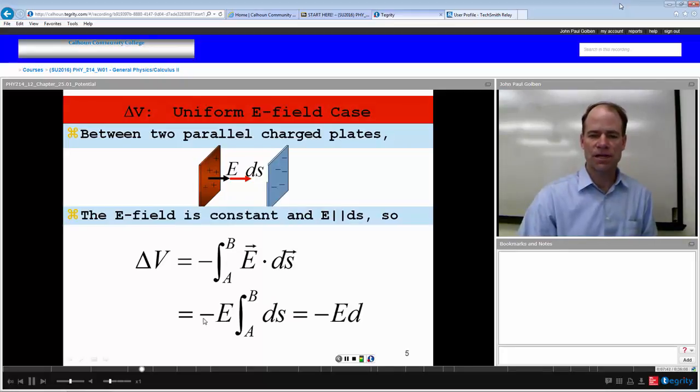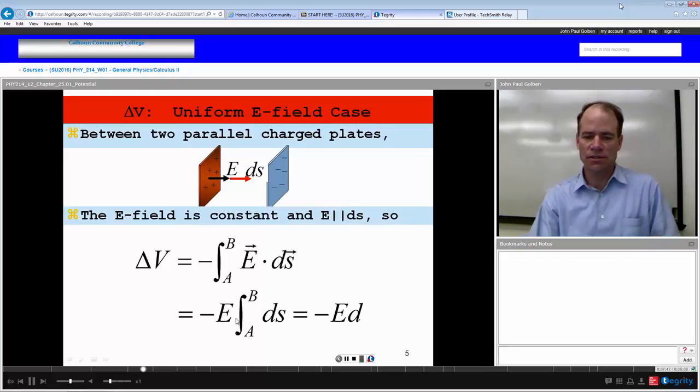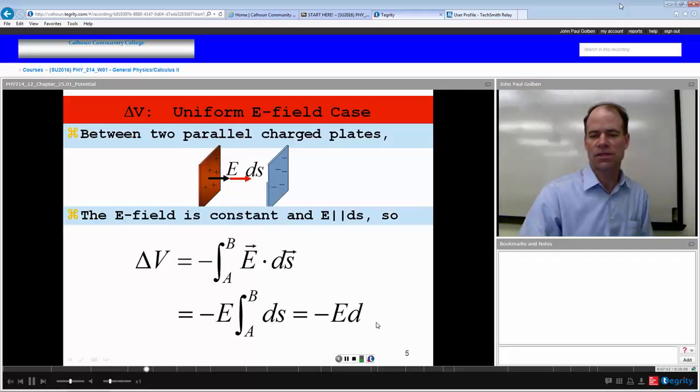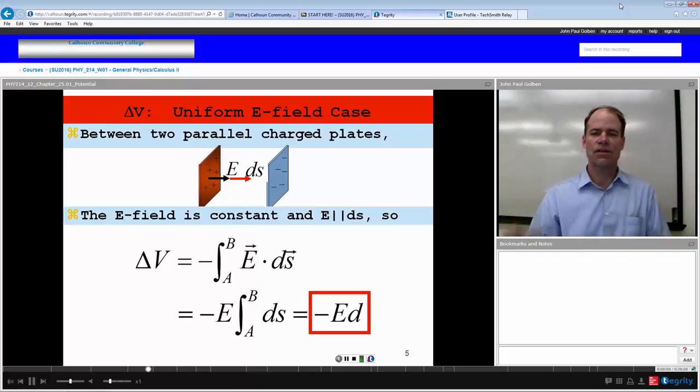And the E field will be constant, so we can take it out of the integral. So now we have our change in potential, delta V, is equal to a negative E, displacement ds from A to B, and that's simply going to be the distance from A to B. So that's going to be equal to negative E times D, where D is the distance that we traveled. That's a very unique case. It's only for a uniform electric field case, but this comes up quite often. So this could be a very useful equation to use. The change in V is equal to negative E times D.